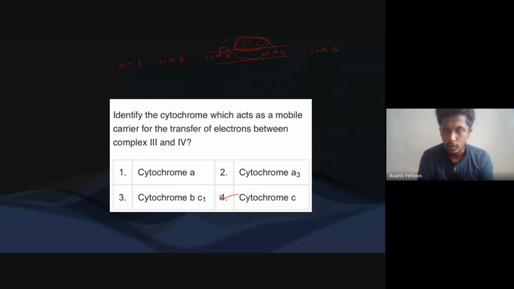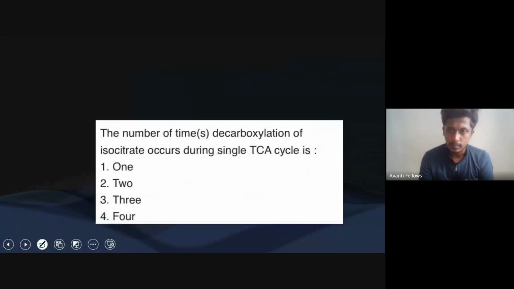And cytochrome B1C is a complex for the third complex. Cytochrome A3 is for the fourth, and cytochrome A is also for the fourth complex. So that is why cytochrome C is the correct answer. The number of times the decarboxylation of, I think we just answered this.